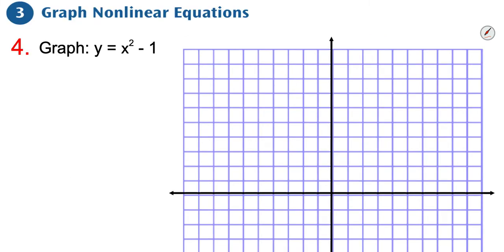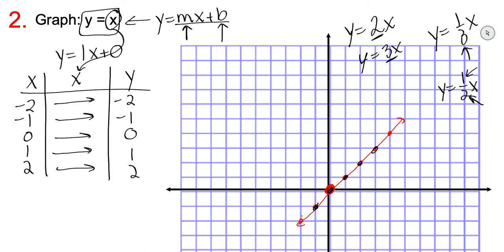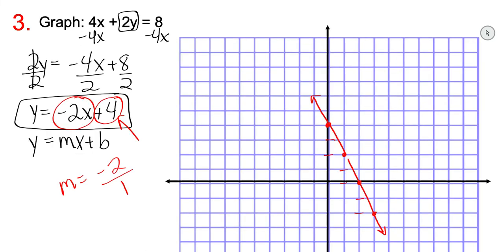All right, a few more graphs. So we're going to step it up a notch here. We have y equals x squared plus 1. So this is a nonlinear graph. The ones we've been doing so far are just lines, which would be called linear graphs. Okay, now we're looking at nonlinear.